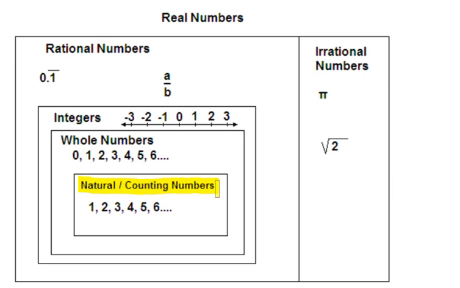Then we get a little bit older and we learn about the number 0. Now the number 0 takes all of the natural numbers and the number 0, and they become what we call whole numbers.